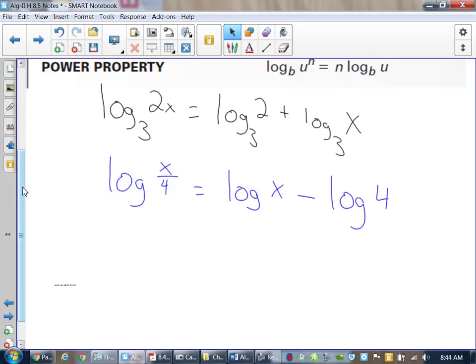Is that x an exponent? Log of 3x? No, it's log base 3 of x. Right, so it's not that. And the last one is the power property.